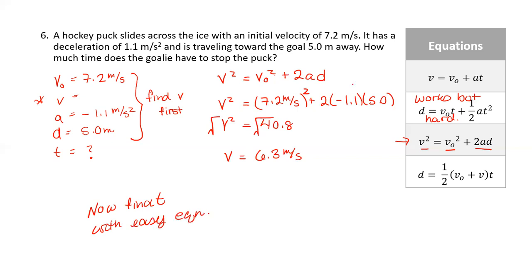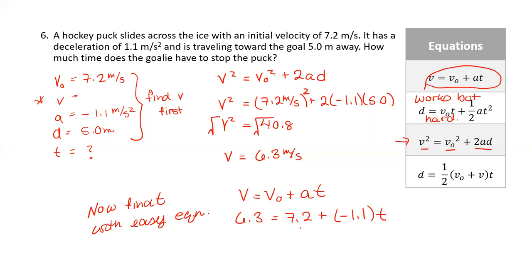Find it with an easy equation. And the equation I would pick, oh, this one's a pretty darn good one for me. So velocity equals v naught plus at. Okay, velocity 6.3 is equal to 7.2 plus negative 1.1 times t. Order of operations says we can't separate these as long as there's adding, so we're going to move this 7.2 to the other side, subtract 7.2.